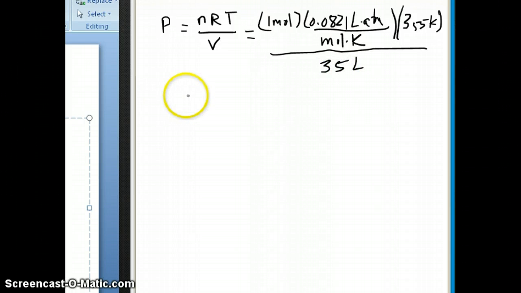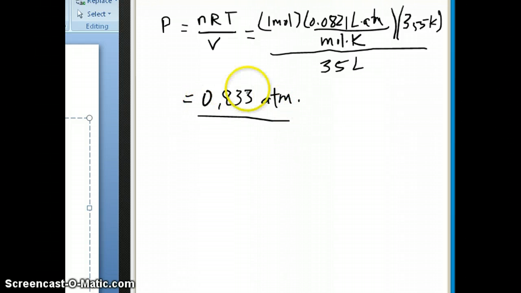So if you plug in all these numbers in your calculator, what you should get is 0.833 atmosphere. Okay? Now, that is if you assume ideal condition for the conditions that are given, which is 82 degrees Celsius and the 35 liters, right? Now let's say we try to calculate the same situation with the real gas equation.